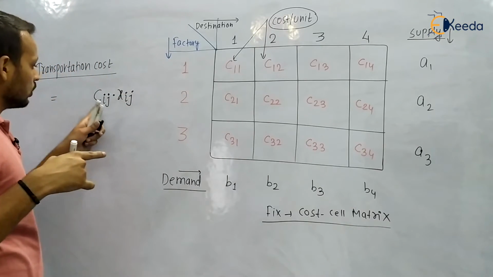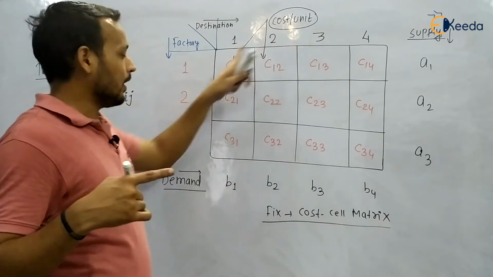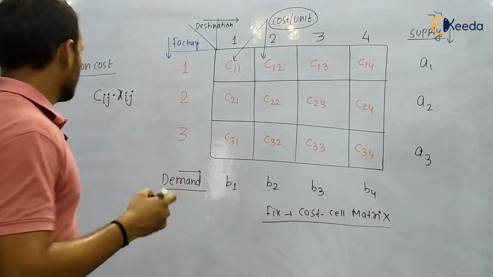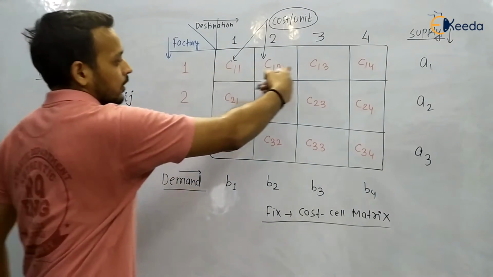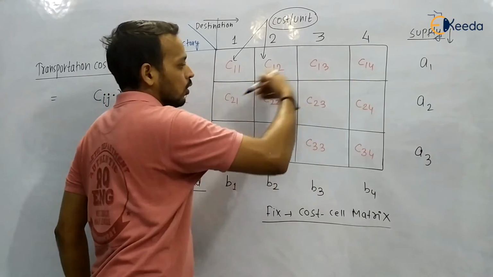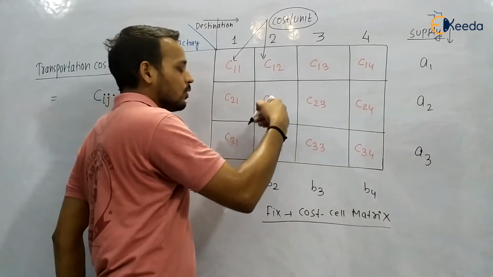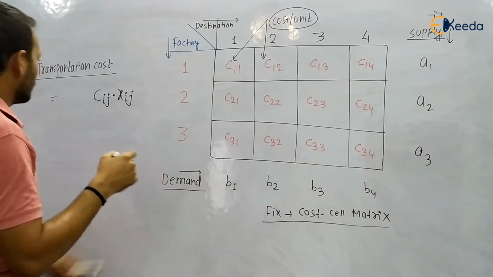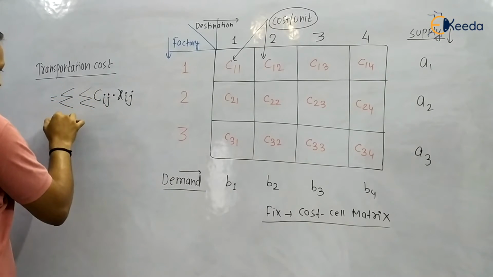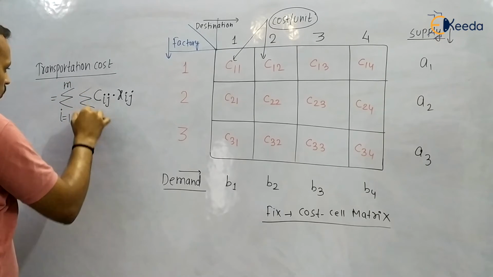So the total cost is going to be the multiplication of C11 into X. You can see this C is cost per unit and you are supplying X number of units. So total cost will be C into X. So it is going to be the total summation. The total summation you have to do for 1, for 2, for 3, for 4, to whichever cell you are supplying the items, you have to add the total cost. So the total cost is going to be the summation for i equals 1 to m and for j equals 1 to n.